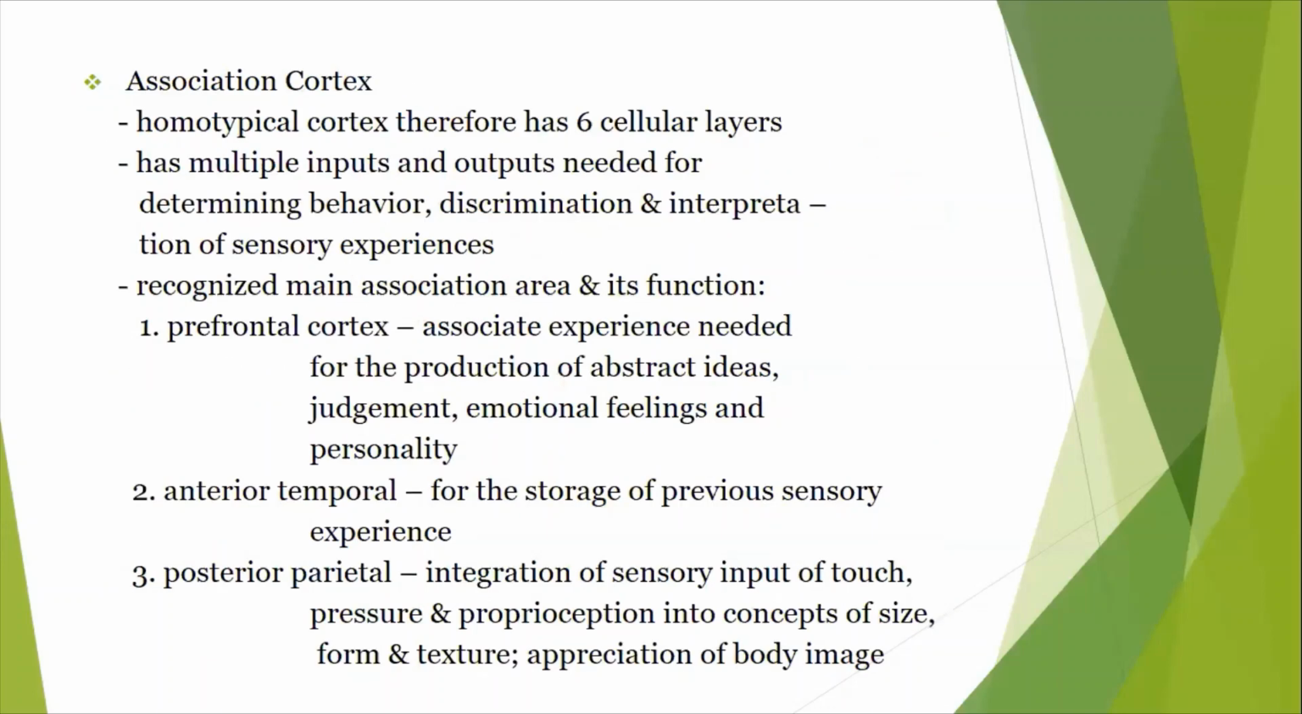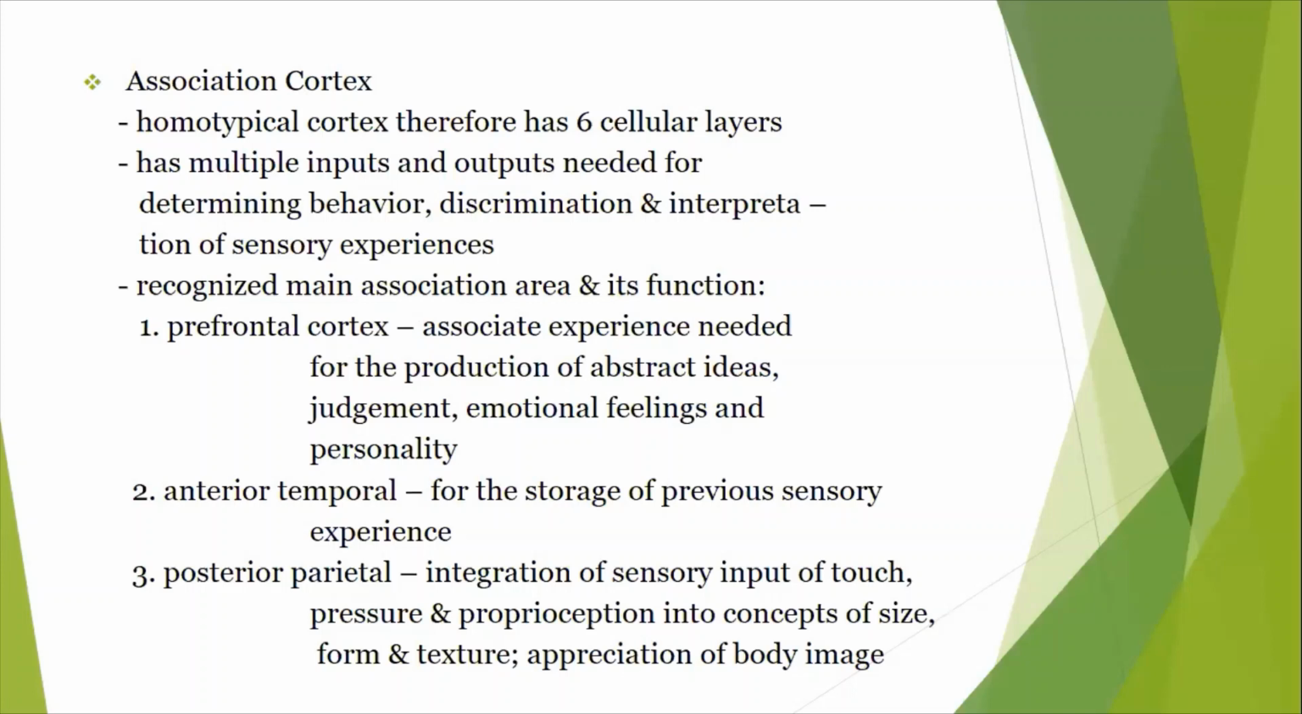Then you have association cortex. These are homotypical cortex, so therefore it has 6 cellular layers. It has multiple inputs and outputs needed for determining behavior, discrimination, and interpretation of sensory experience. The recognized main association area and its function is your prefrontal cortex. This associates experience needed for the production of abstract ideas, judgment, emotional feelings, and personality.